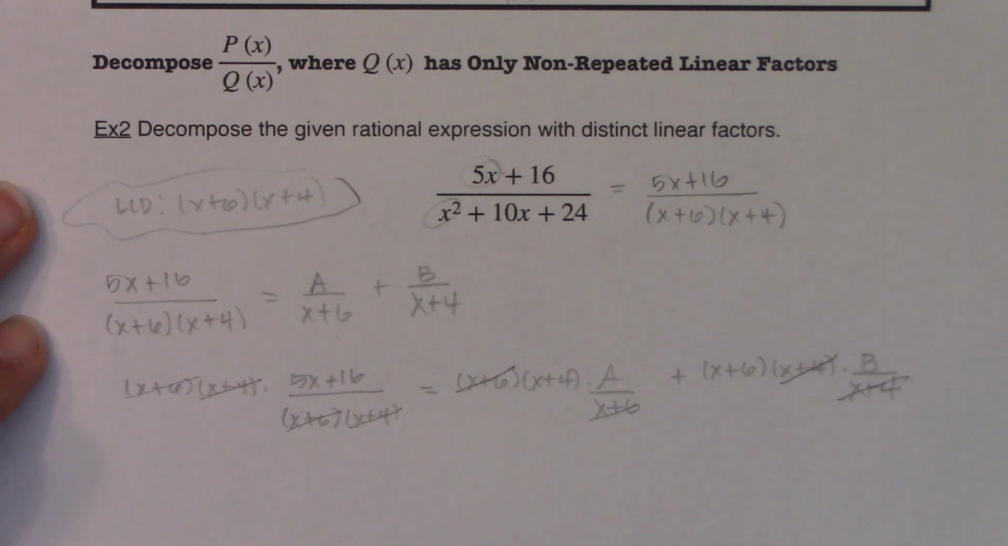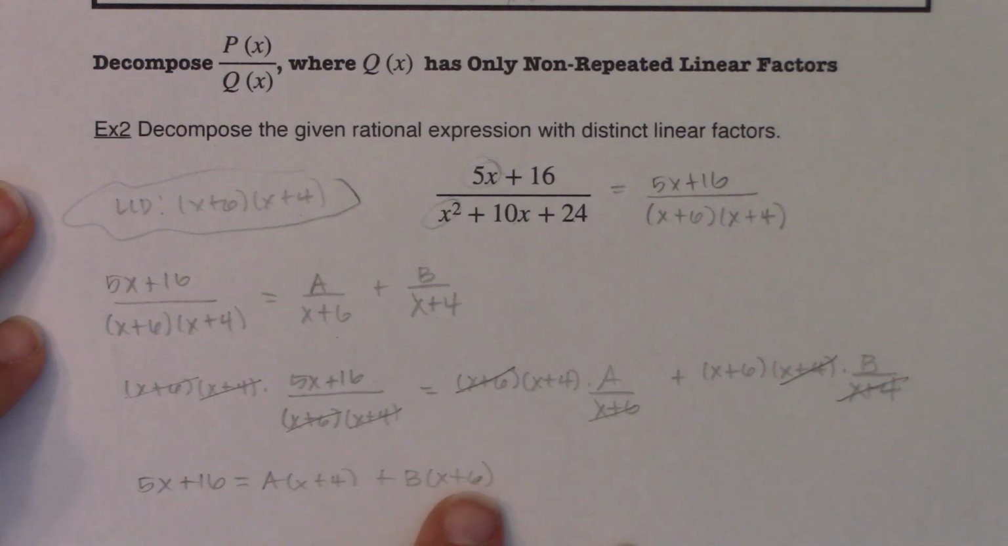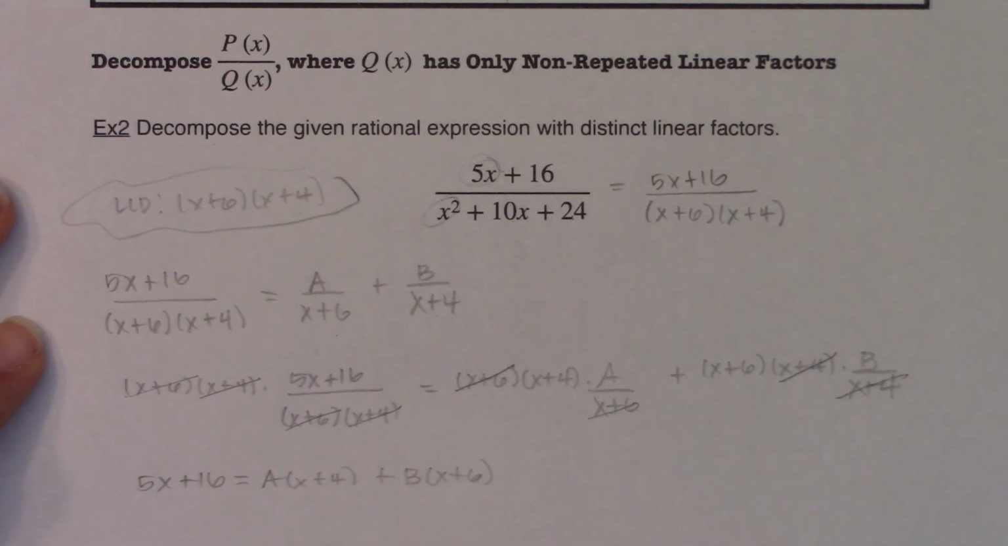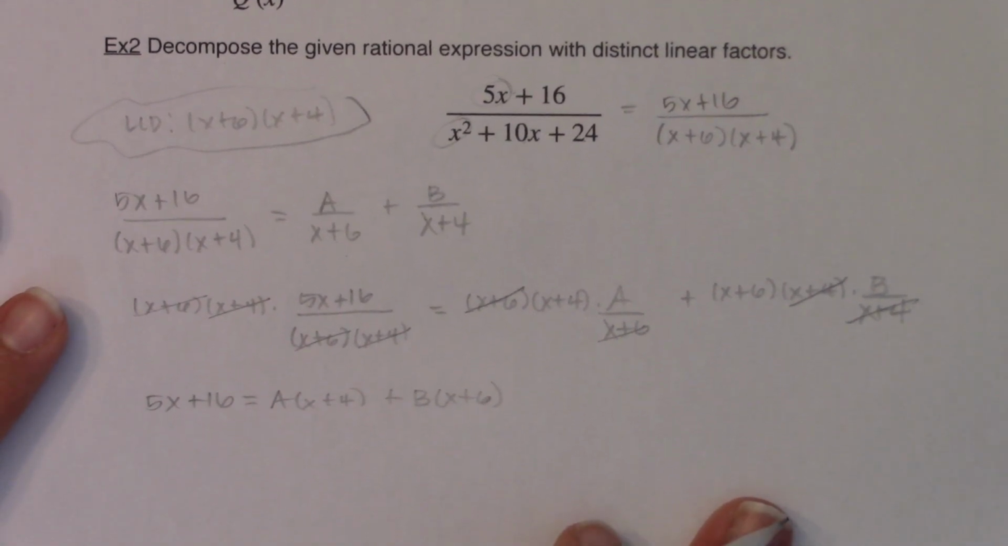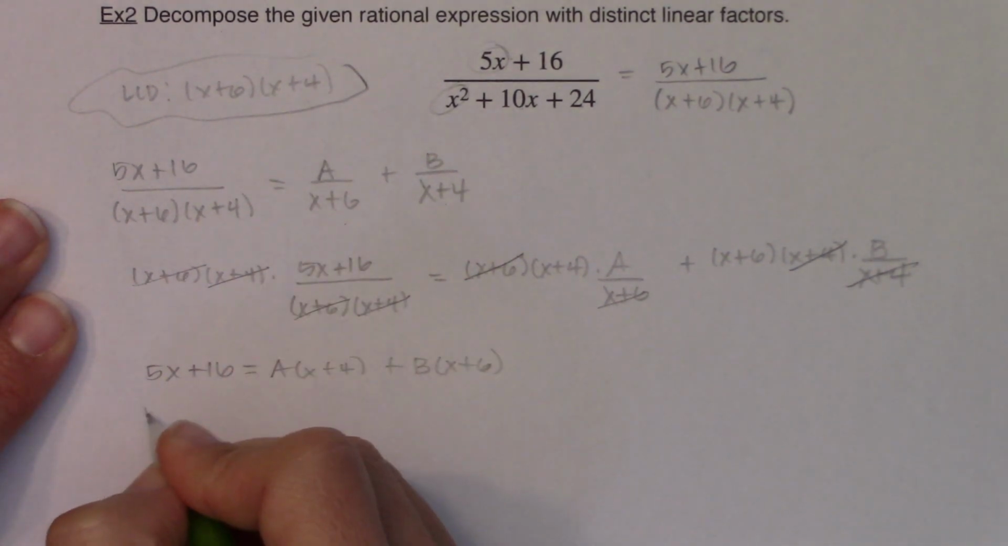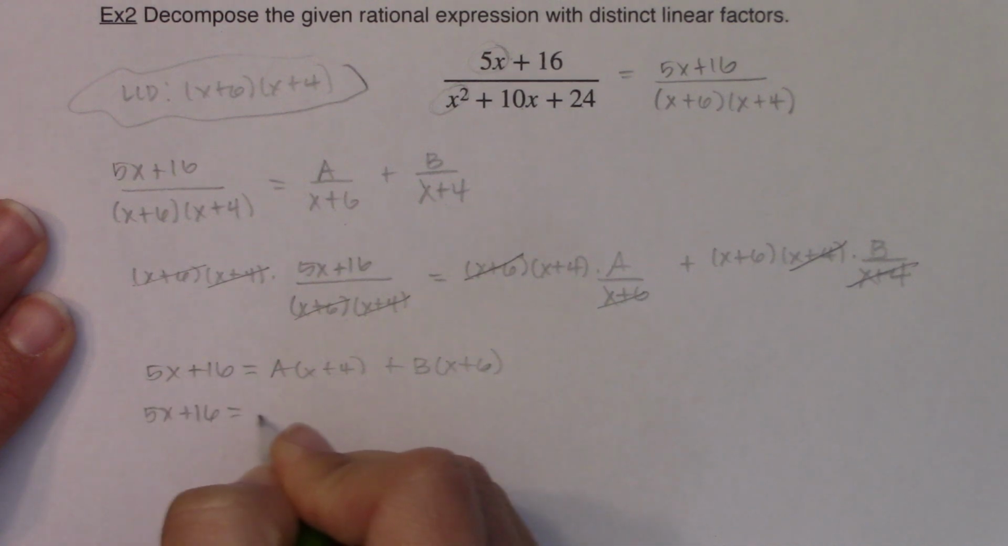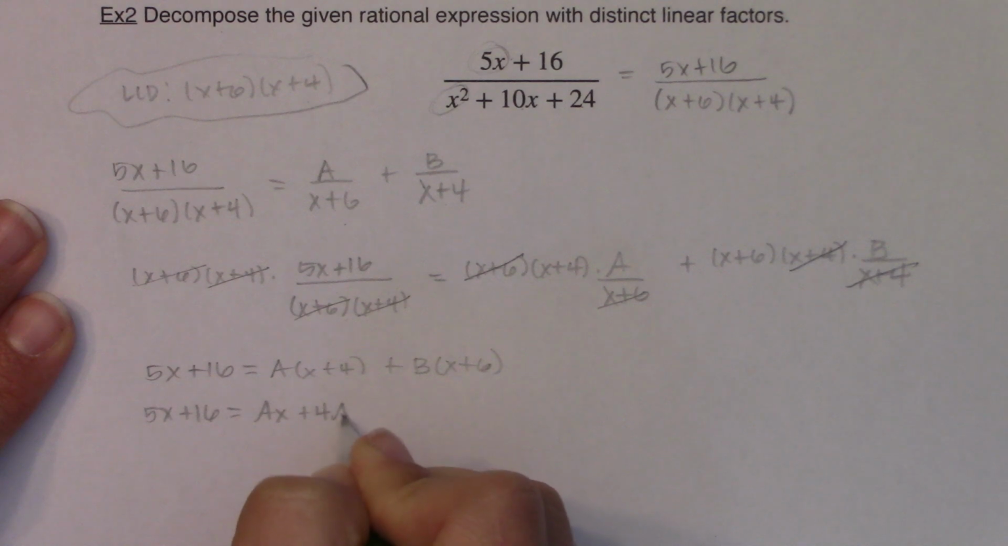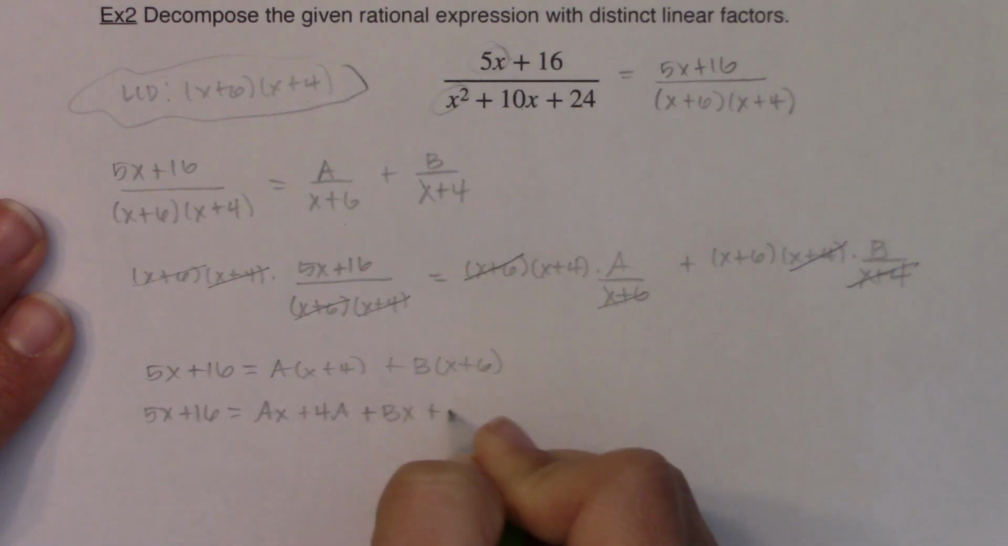That was by design. So if we look at what's left, I've got 5x+16 on the left side. I've got a times (x+4) on the right, and then b times (x+6). And what we're going to do is distribute this part of the equation, and then match up things on the right and left side with like terms. Let me move this up because, like I said, we run out of space with these pretty quickly. They tend to be a lot of algebra. So if I expand out the right side, I'm looking at ax+4a+bx+6b.